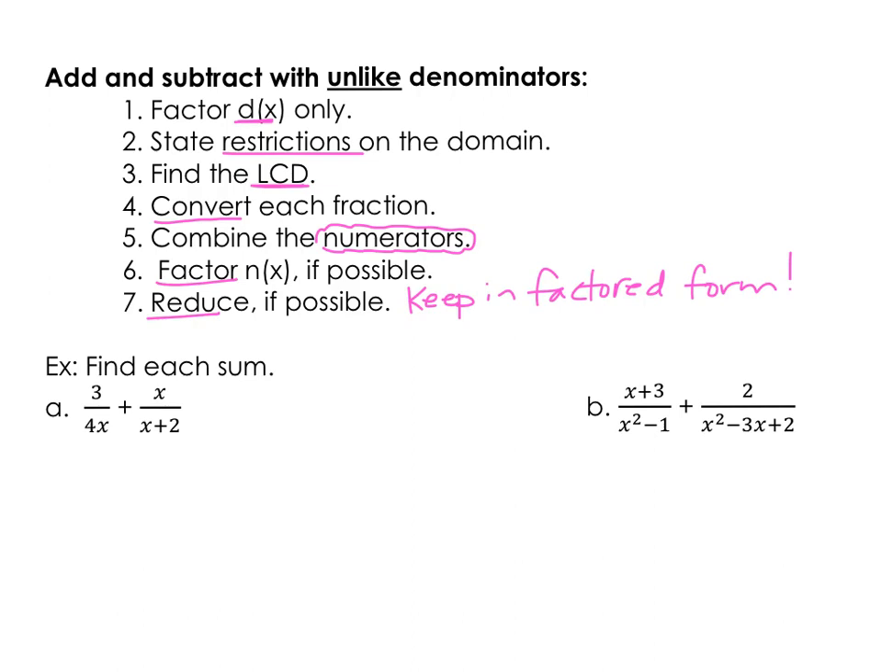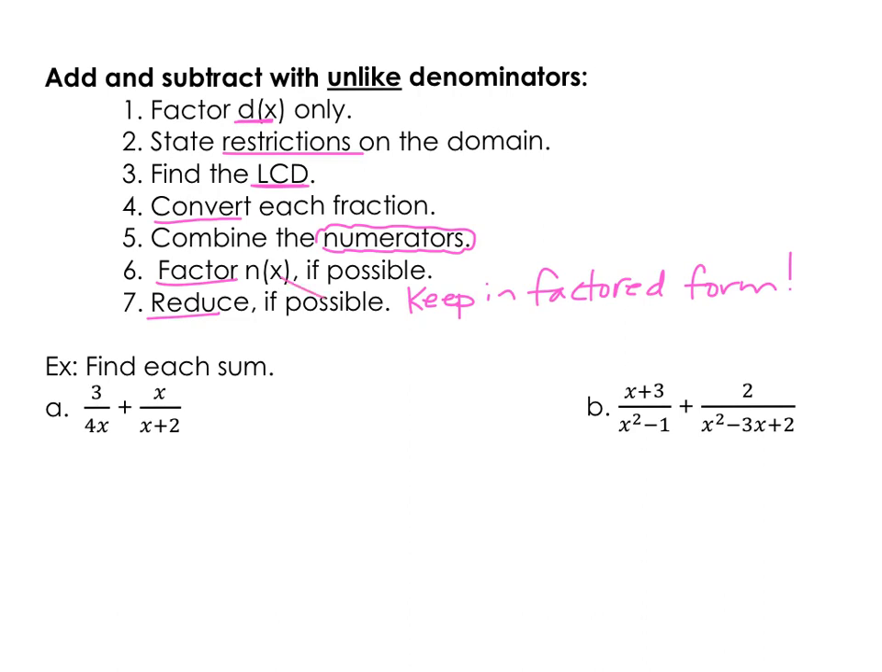The second part of lesson 8.5, add and subtract with unlike denominators. Notice there are a lot of steps here, so let's pay attention to the detail with the order. The first thing you want to do is factor the denominators. We don't want to do tops and bottoms, just the denominators. And then we'll state our restrictions. We've done all that before.